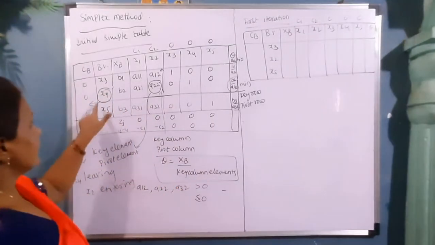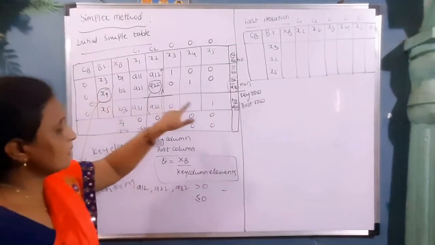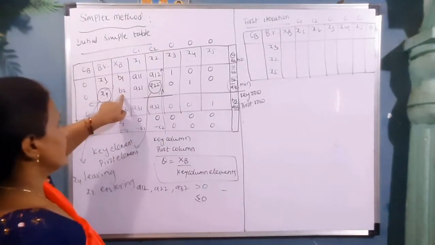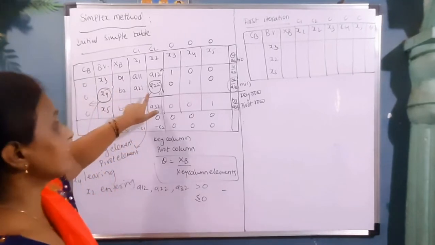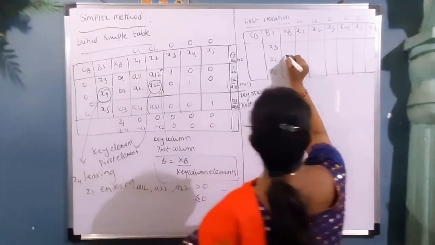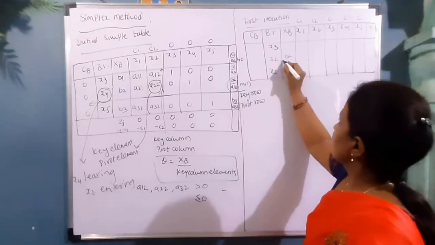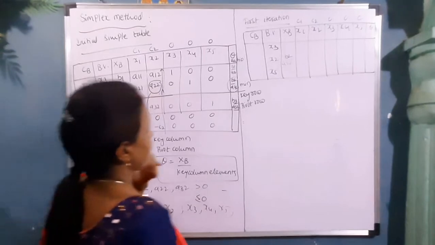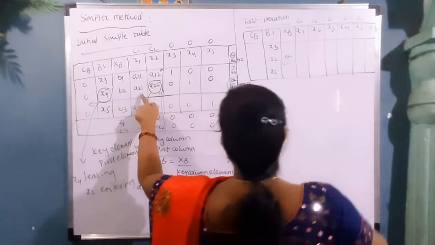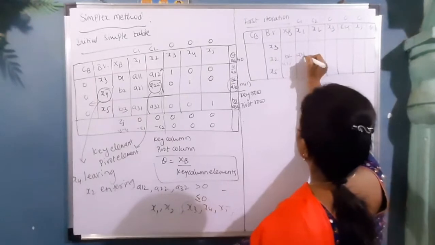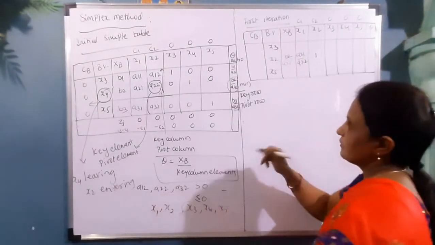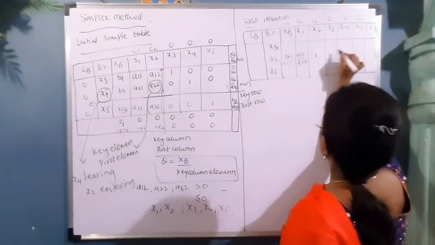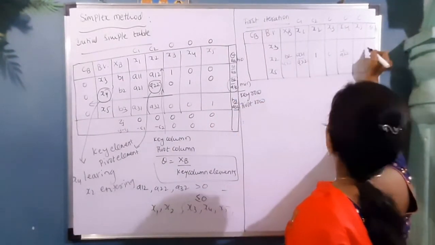Then, whatever the key row is, it is divided by the key element. So B2 is divided by the key element A22, so we get B2 by A22. Next we write A21 by A22. This will be always 1, because key element by key element is 1. 0 by anything will be 0. Then this is 1 by A22, 0.